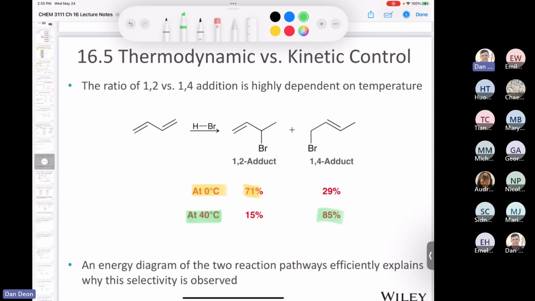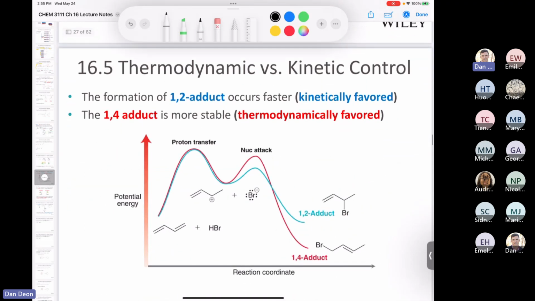And if you're wondering why I would do it at a higher temperature and get the 1,4, it's based off of the relative stability of the alkene, right? If you look at this alkene, it's monosubstituted, only substituted here. Whereas if you look at this alkene, it's disubstituted. And so it's going to be a more stable compound. So the 1,4 adduct is actually more stable. And that is the crux of why that is the major product when you do the reaction at higher temperature and you have an equilibrium. So the formation of the 1,2, we call that the kinetic product, and the 1,4 is the thermodynamic product.